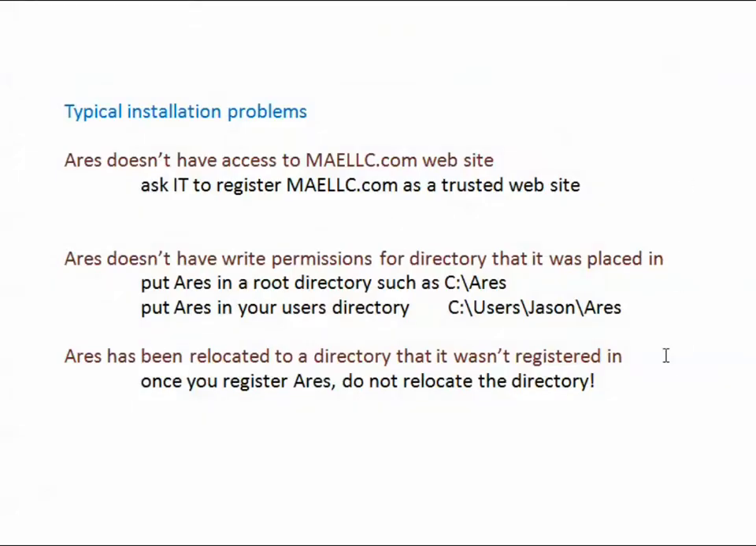Finally, another problem that's common is that you've relocated Aries to a different directory after you've registered it. Maybe you've decided to better organize your files, but the license file is specific for the directory that Aries was in when you registered your copy. So don't move the Aries executable and any of its support files once you have a valid license file.